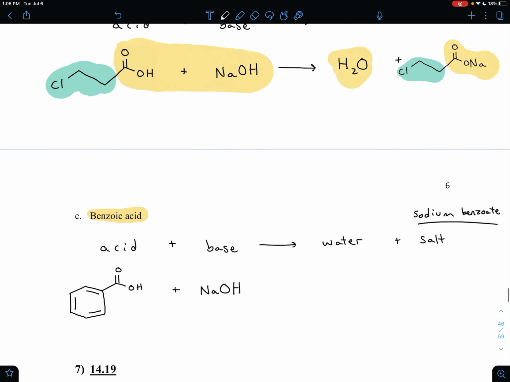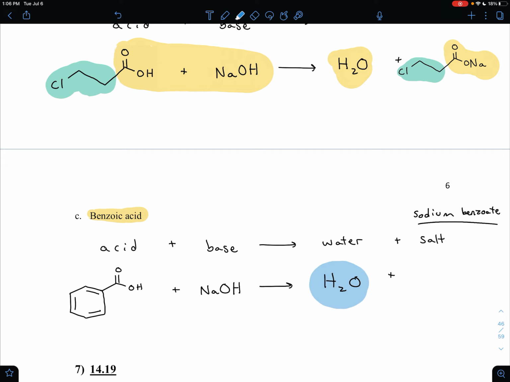This is a neutralization reaction. How do you know? Because we're combining an acid and a base. You combine an acid and a base, they neutralize each other. The positive charge of the acid cancels out the negative charge of the base. They neutralize each other. And a neutralization reaction always gives you water and a salt. So we know water is always H2O. We just have to figure out what that salt looks like.